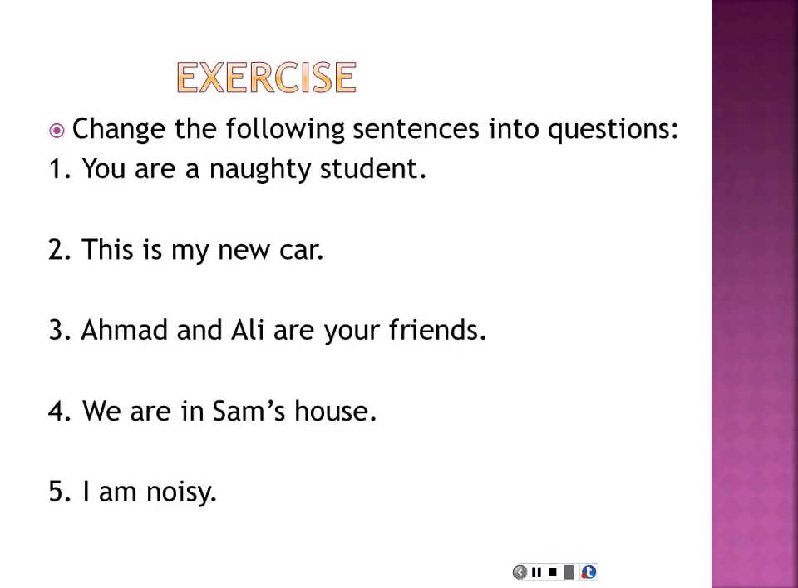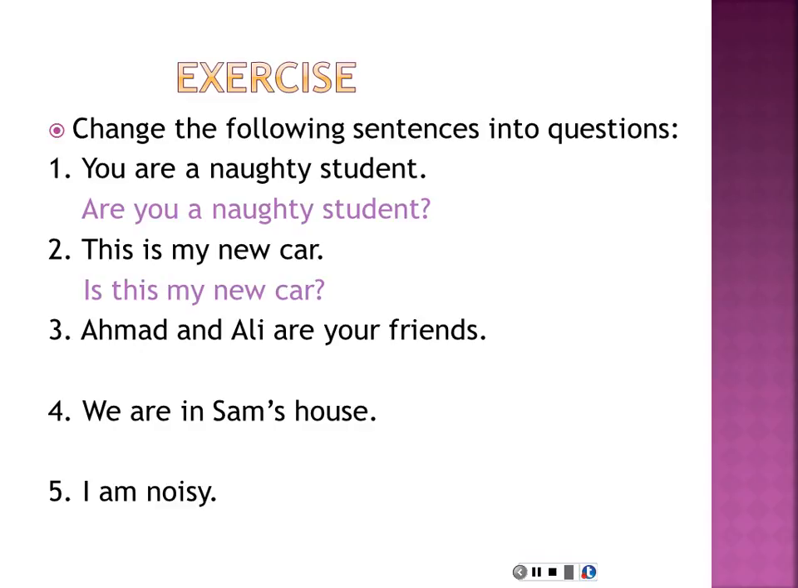Number one, you are a naughty student, so we have to change or switch the places of you with are. So it becomes, are you a naughty student? Number two, is this my new car? So again we switched the places. Is this my new car?